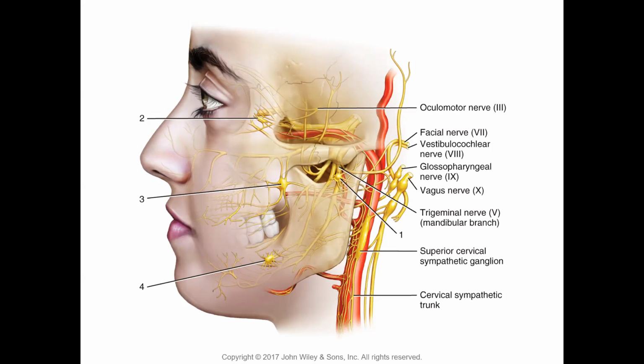All right? And they synapse with the postganglionic neurons in the terminal ganglion. The terminal ganglion is, as the name suggests, terminal. It's usually in the effector organ, and therefore the postganglionic fibers are very short because the ganglion is usually very close to or in the effector organ. So the major terminal ganglia in the head region are the ciliary ganglion, the pterygopalatine ganglion, the submandibular ganglion, and the otic ganglion. So in this figure, number one is the otic ganglion. Number two is the ciliary ganglion. Number three is the pterygopalatine ganglion. And number four is the submandibular ganglion.